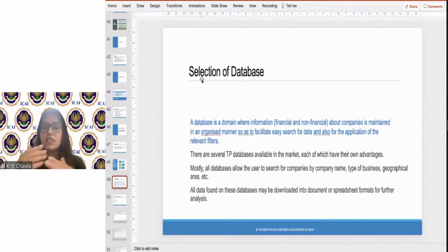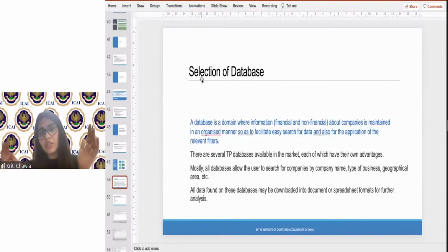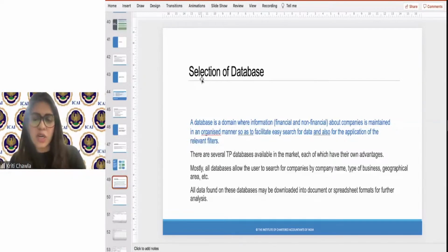These databases are held by private companies. They have information on several companies, about 38,000 or 42,000 companies. The information is provided in a very, very detailed and organized manner. There are a lot of transfer pricing databases, or transfer pricing softwares, available in the market. Each one has their own advantages, their own disadvantages, etc.